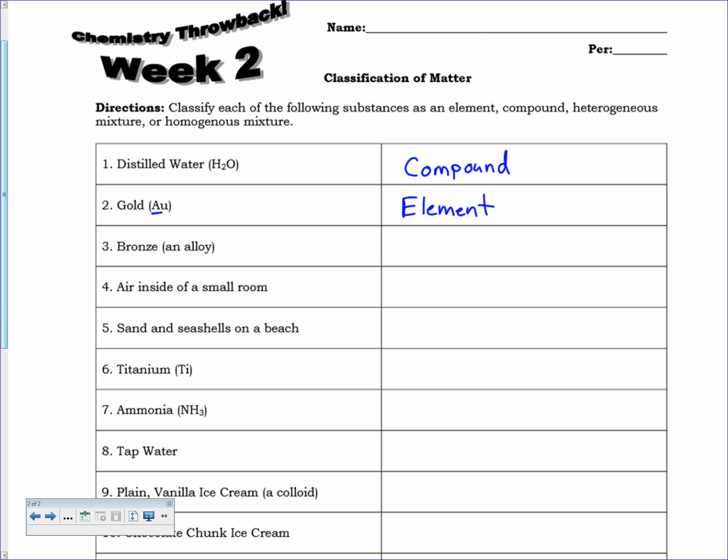Bronze is an alloy. We just talked about alloys and said that those are a type of homogeneous mixture. Looking at air inside of a small room, air is made up of multiple different things. It's made up of different gases, so oxygen and nitrogen, carbon dioxide, argon, a bunch of different gases mixed together. If we have a small room, we're going to assume that that air is relatively uniform. When it's mixed together, we think that it should be the same throughout in a small room. If that's the case, we would also call this a homogeneous mixture.